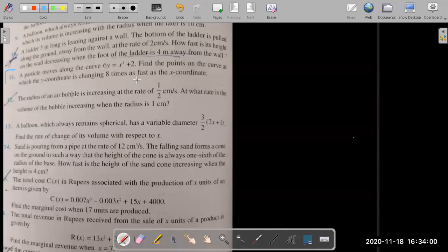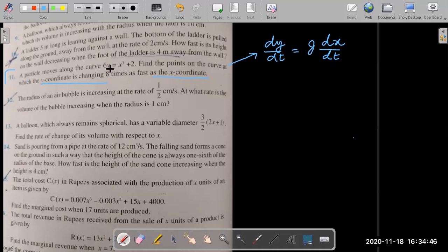So the 11th question: the particle moves along the curve 6y equal to x cube plus 2. Find the points on the curve at which the y coordinate is changing 8 times as fast as the x coordinate. So what it means is dy by dt, that is the y coordinate changing, equal to 8 times dx by dt. So that's the condition.